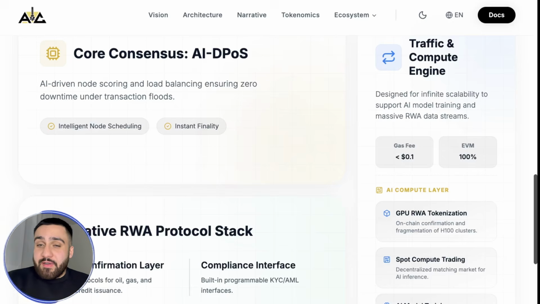In this part of the website, we can see that the focus is on how computing resources are integrated into the network, and right here you can see this includes tokenizing GPU hardware, enabling compute trading, and supporting AI model training. So you can see the idea is to treat computing power as a resource that can be distributed through the blockchain, which is really amazing stuff to know.